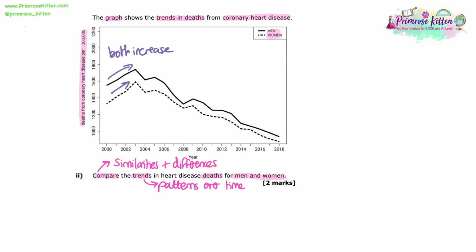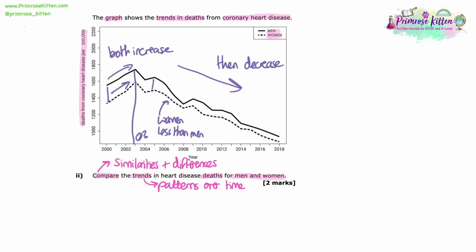So they both increase from 2000 to 2003. And then after that, we get an overall decrease. So these are both similarities because they're doing them at the same time. The main difference is that the line for women is always lower than the line for men, which means the deaths from coronary heart disease is lower in women than in men. And so that's a difference. And then also look at the gap between the line.